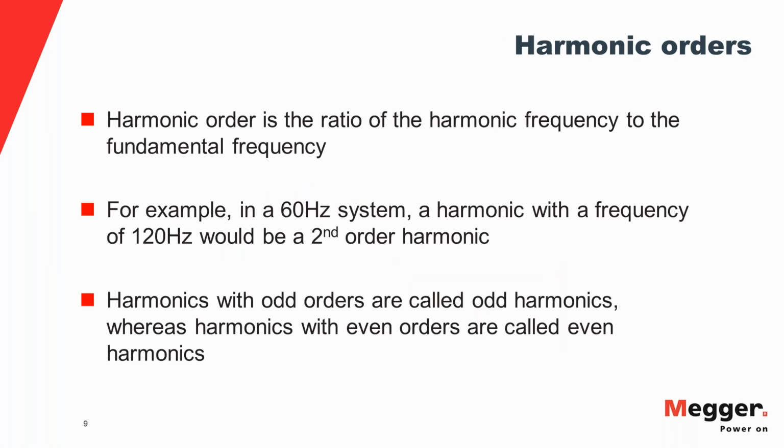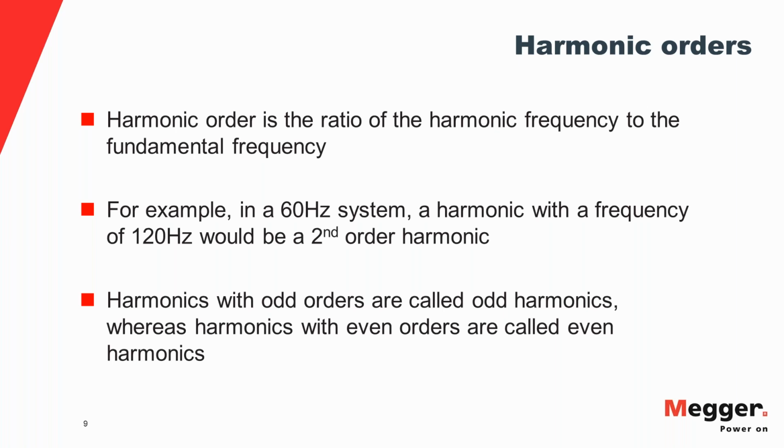Okay, so in the previous slide, you saw that on the screen it said 20% third harmonic, 20% fifth harmonic. What did we mean by that? Third, fifth, these numbers are called the harmonic orders. Harmonic order is the ratio of the frequency of the harmonic to the fundamental frequency. So a third harmonic means that the frequency of the harmonic is 3 times the fundamental frequency, so the frequency of the wave would be 180 hertz. For a fifth harmonic, it would be 5 times the fundamental frequency, so the frequency of the wave would be 5 times 60, which is 300 hertz.